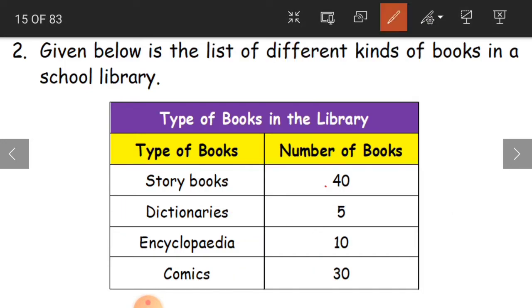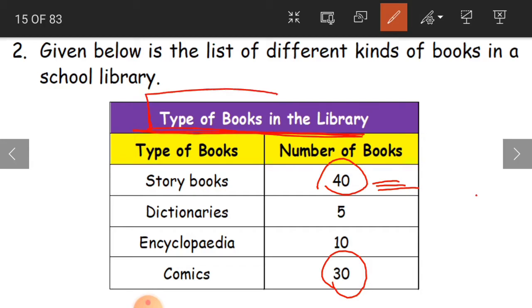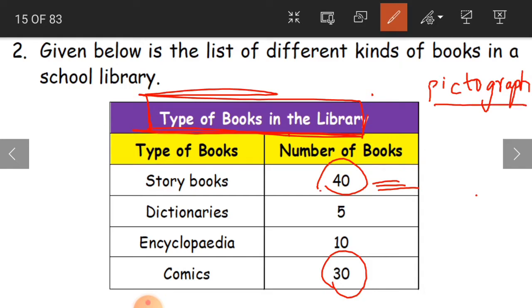See here, if you look at it, we are having 40 books, 30 books. Now these are big numbers. Yes, it will be difficult for us to draw 40 books, if we want to represent this information about the different types of books using a pictograph. Again, what is a pictograph? In a pictograph, we use pictures to represent the information. So if we are going to use a pictograph, then we'll have to draw 40 books.